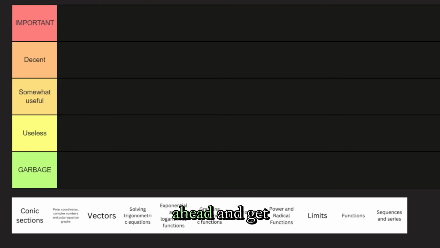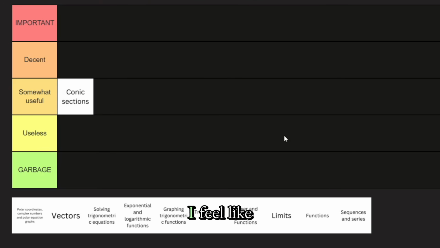Alright, let's go ahead and get started. We'll start off with conic sections. I don't think they're very important. I think you don't really need to know them for calculus, but if you go into multivariable calculus, you will need to know conic sections. Personally, I kind of forgot conic sections, so I'm going to rank this in somewhat useful. It does serve a purpose, and it is AP level, but it's not really useful, I would say.